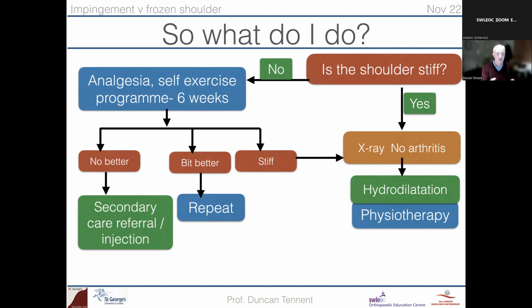So usual analgesia and a self-exercise program, and then have another look. If they're a little bit better, you can go round again. The guidelines say if they make some improvement, go round again. If they haven't improved, then legitimately you can send them on to secondary care. That'll probably be through a physio referral system, but they need somebody else to have a look because they're clearly not behaving. And then at your 6-week assessment, have a look.